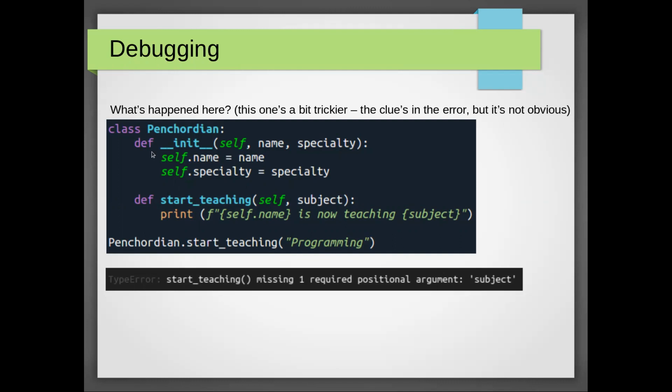So if we look at what's happened here, we've got our class definition, we've got our class called Pencordium, we've got our constructor set up here, that's all great, and we've got our start teaching method here, that's all great. And then what we should have done is create an instance of this class and given that a name, and that would then become an object, a copy of that class, an instance of that class. But instead what we've done here is called the class directly. So we've referred to the Pencordium. So this is now looking at the class, the blueprint itself, and we've called the start teaching method.